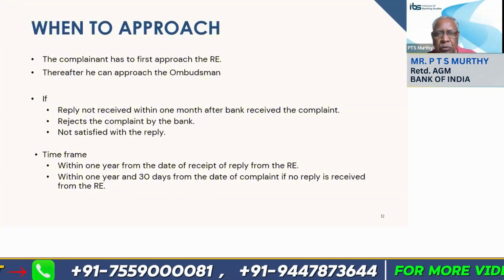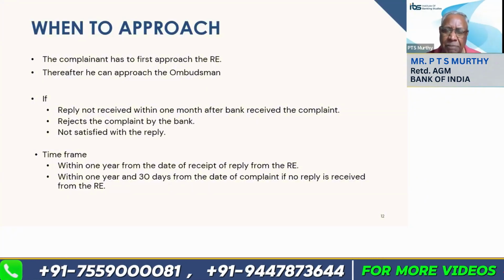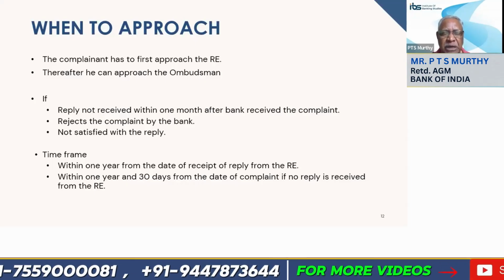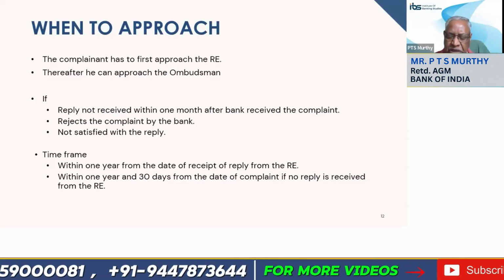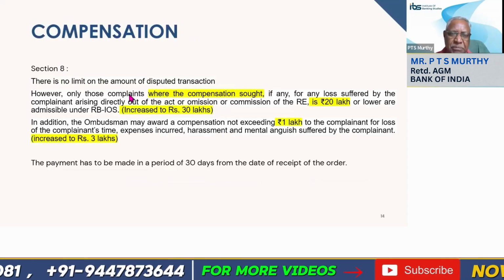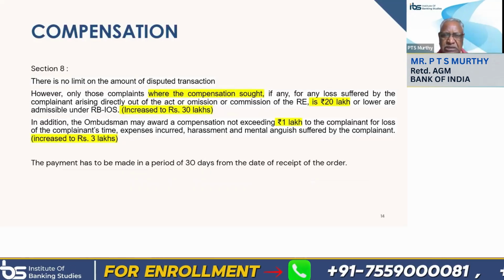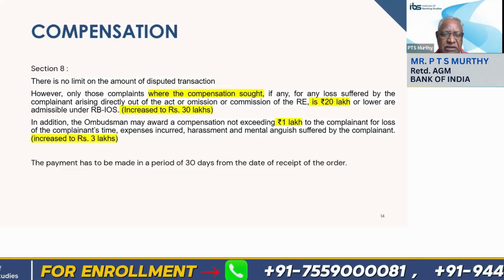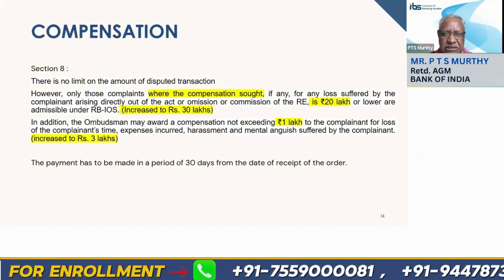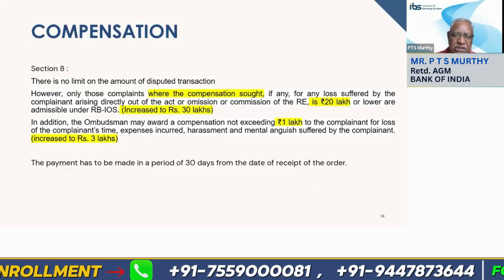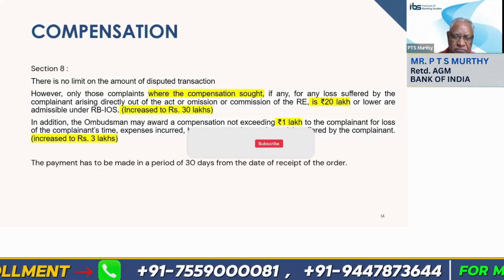Now, when a customer is complaining, and let's suppose his complaint has been accepted and found to be correct by the ombudsman, how much compensation or penalty can be awarded to the customer? Section 8 deals with that. There are three types of compensation provided by the ombudsman. The first compensation is the amount in dispute.